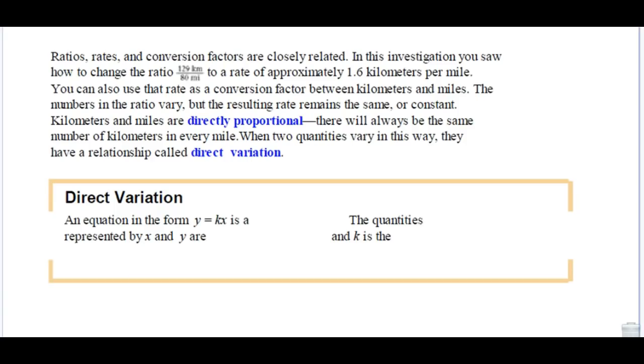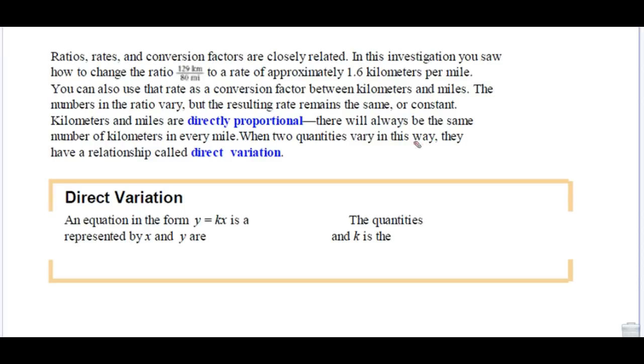Just a few quick definitions and then we'll get to an example. So let's start off right away. Ratios, rates, and conversion factors are closely related. In this investigation, you saw how to change the ratio 129 kilometers over 80 miles to a rate of approximately 1.6 kilometers per mile. You can also use that rate as a conversion factor between kilometers and miles. The numbers in the ratio may vary, but the resulting rate remains the same, or constant. Kilometers and miles are directly proportional. That is, there will always be the same number of kilometers in every mile.